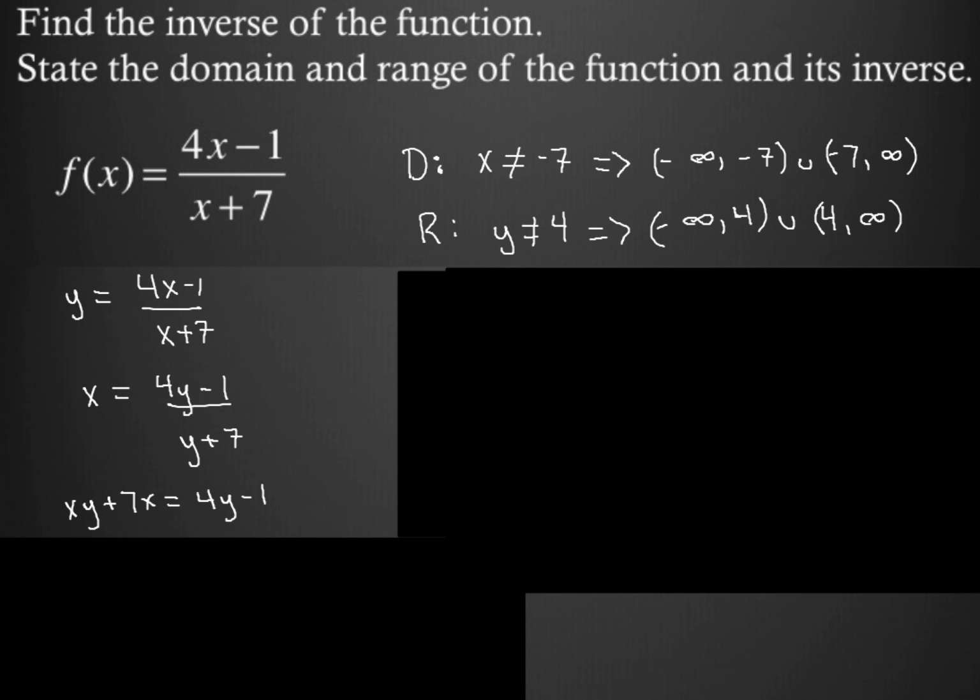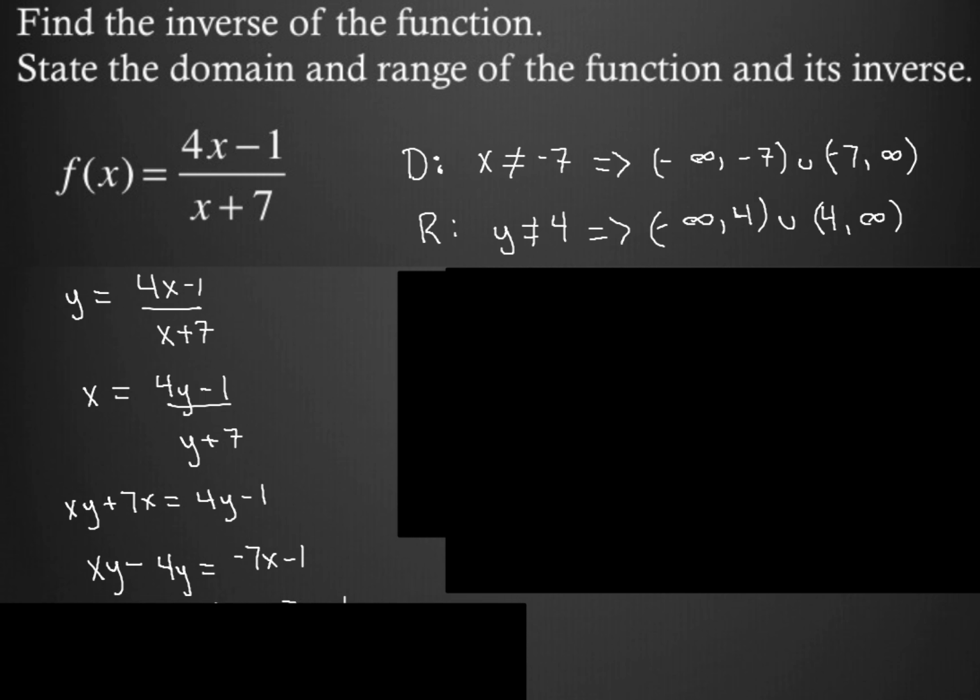Now the next piece, what we're going to do is get all of the y terms on the left and all of the x terms on the right. I'm going to do this all in one step here. We're going to move pretty quickly. So on the left-hand side, we're going to have xy minus 4y, and on the right-hand side, we're going to have negative 7x minus 1. Now we've got a couple more steps to go.